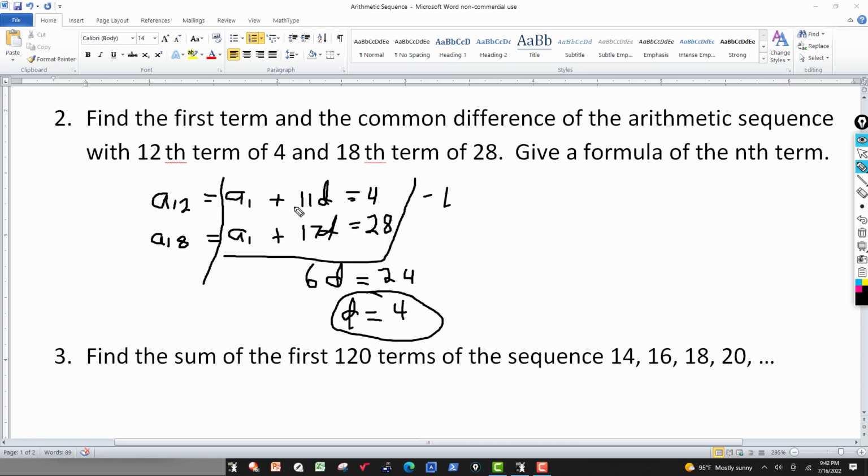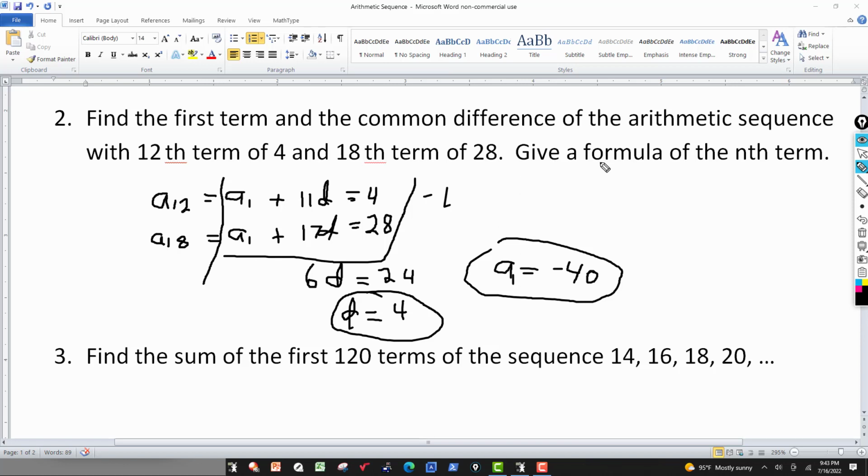So now let's go back and substitute here. For the first equation, put in 4 where the D is. 4 times 11 is 44. Bring that over to the other side. That's negative 44. So A1, negative 44 and 4 is negative 40. So it's looking for the first term. This is A1, that's the first term, and the common difference.